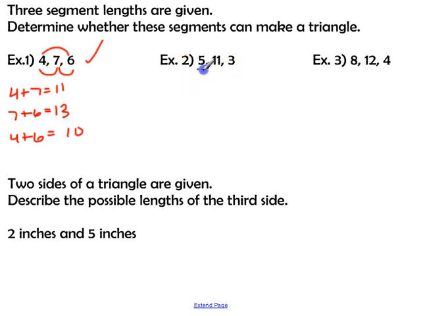So our 2 shortest here are 5 and 3. So 5 plus 3 equals 8. And 8 is not bigger than 11. So these sides cannot make a triangle.